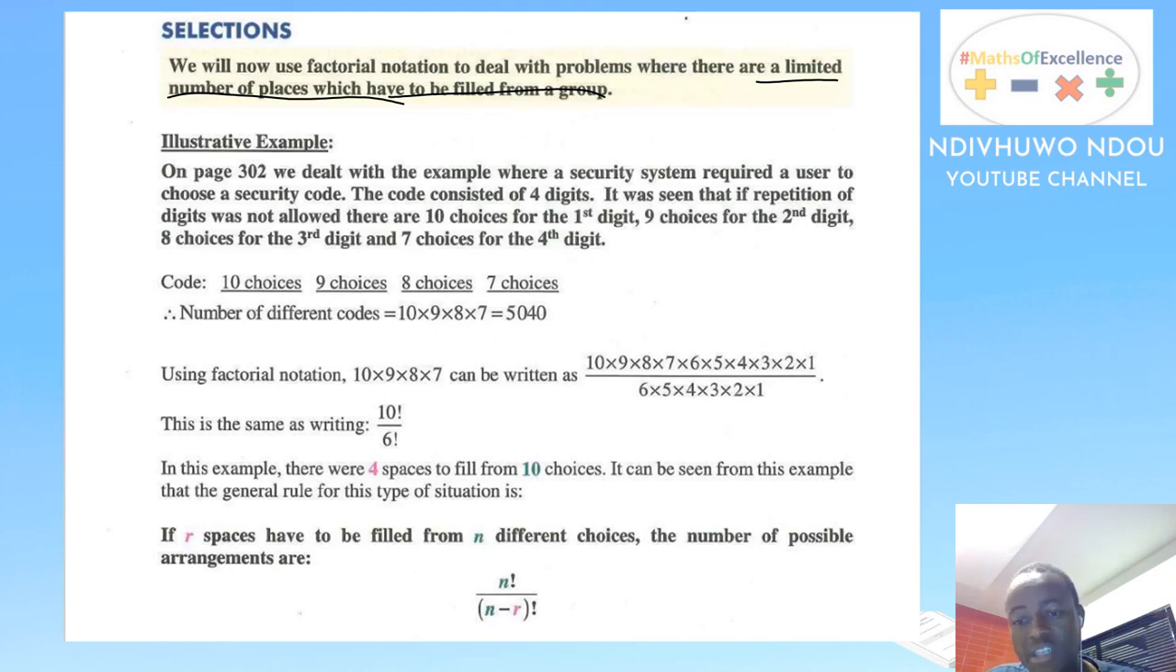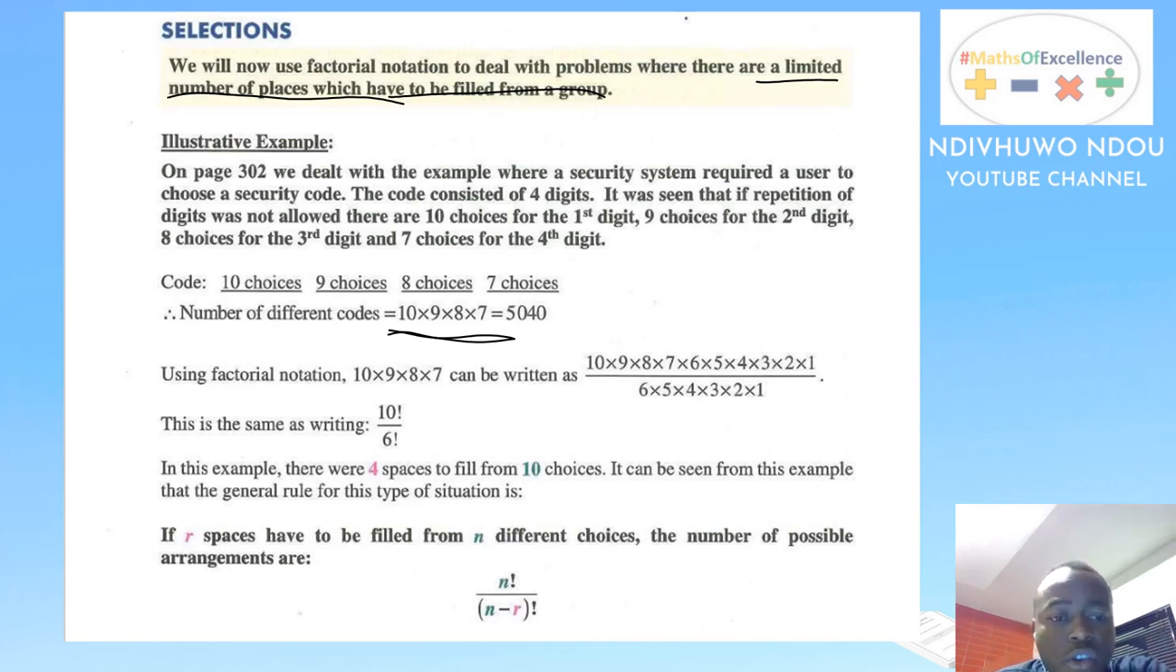Then, because repetition is not allowed, the second choice is for the second space. We have 9 choices for the second digit, 8 choices for the third digit, 7 choices for the fourth digit, and the number of codes, 10 times 9 times 8 times 7, gave us 5040. If you can still remember, we did this example when we were starting.